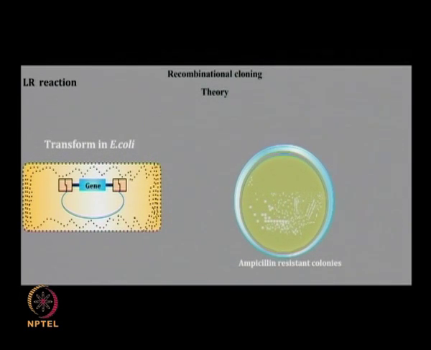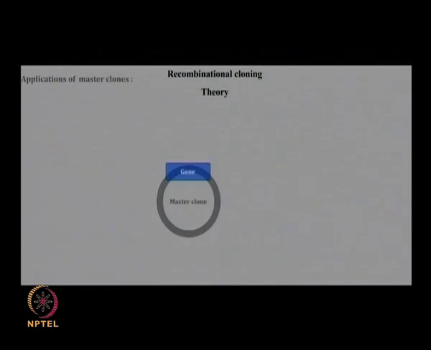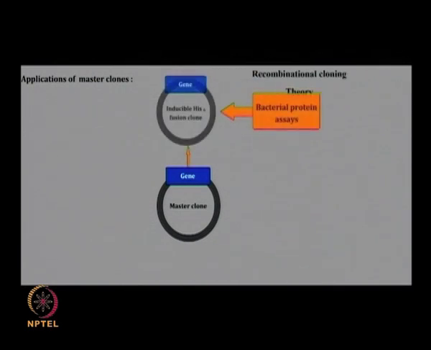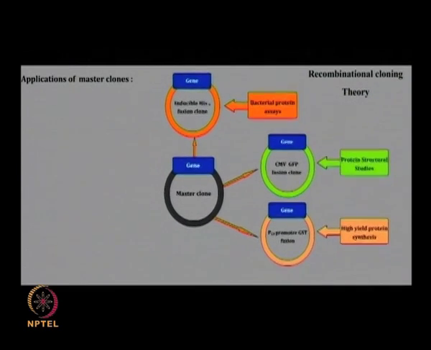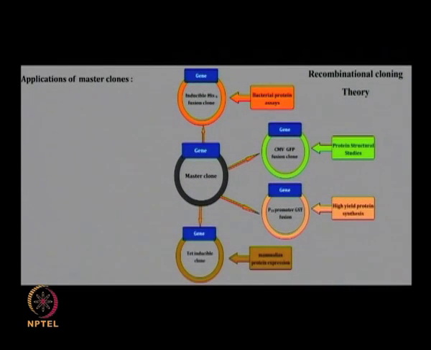The transformation results in colonies which can be selected on ampicillin resistant plates. Now, once the right colonies have been selected, the DNA can be extracted and these clones can be stored for various applications. Therefore, this recombinational cloning process provides significant advantages over conventional cloning techniques. These master clones can be used for several applications.